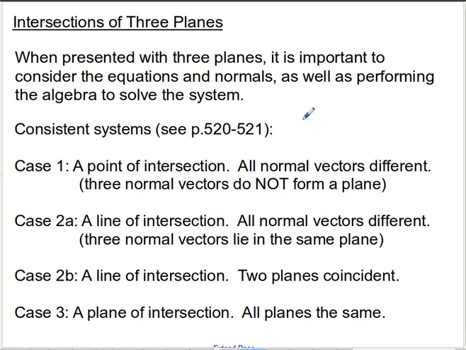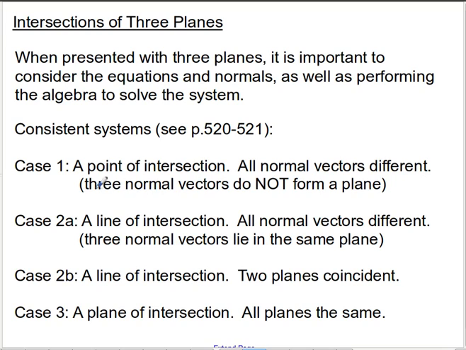So the first thing we're going to take a look at are consistent systems, and that means we have some sort of solution. And you can see a summary of these, including some very nice illustrations in the textbook on pages 520 and 521. So the first case is a point of intersection. That's when all three planes come together in a way such that there's a single point where they all touch each other. In order to get this situation, all the normal vectors have to be different, so that's something you're going to want to look at because we should always be taking a look at normals.